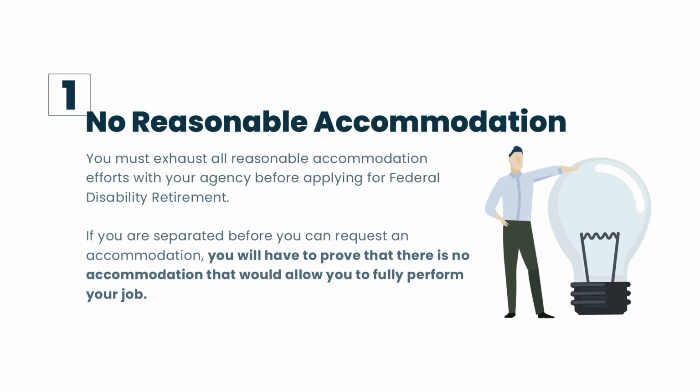So the first big mistake that we want to avoid is having no reasonable accommodation. OPM actually requires this process in order to qualify for the benefit, and you have to have exhausted these efforts with your agency in order to qualify. So this is a process that you'll need to go through. If you work with our firm, your case manager will be there to help talk you through this process. But ultimately, OPM is looking to this process to see if your agency could provide accommodations that would allow you to perform your job or find another position that you would be able to perform.